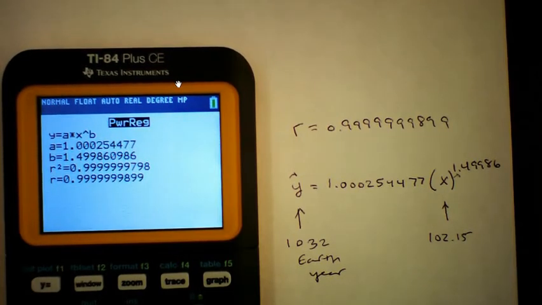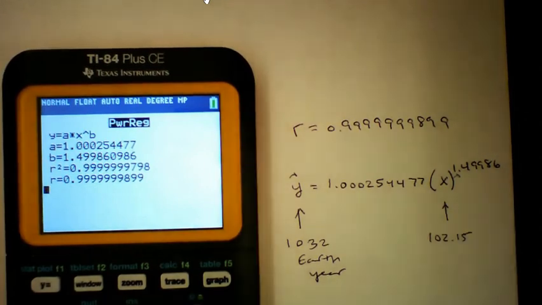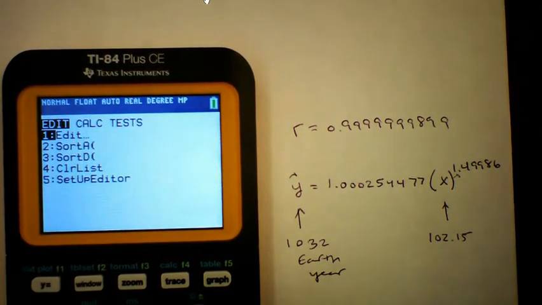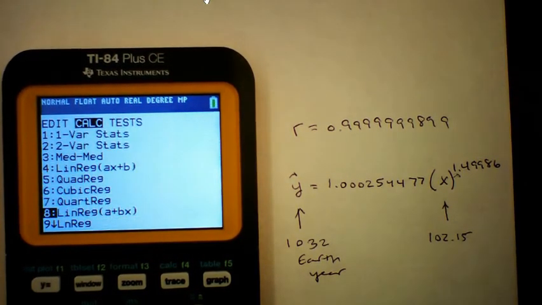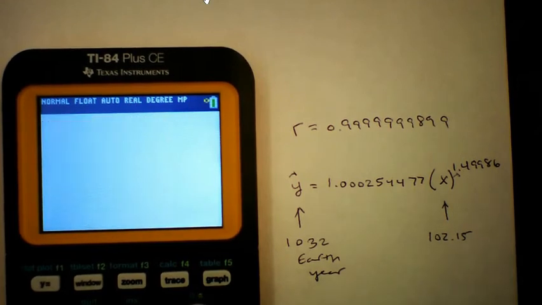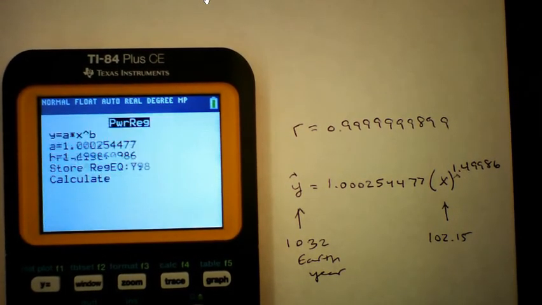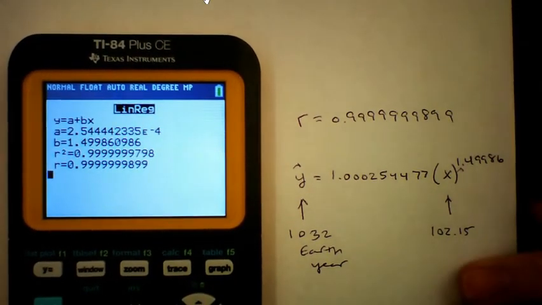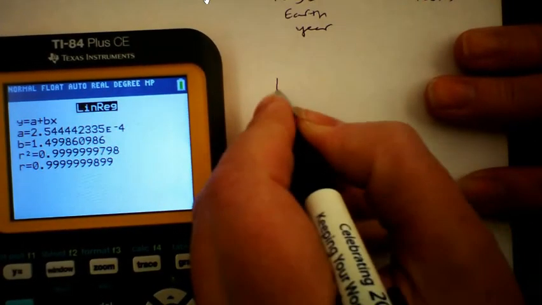Okay, so on to checking all the LINER conditions for this. I have to put the model back so that I will have the correct residuals. I need to calculate my linear regression back to the L3 and L4 lists. I will store my equation in Y vars, function Y1, and calculate it. There's my nice model. Notice the R value. Now what we're going to check here is L.